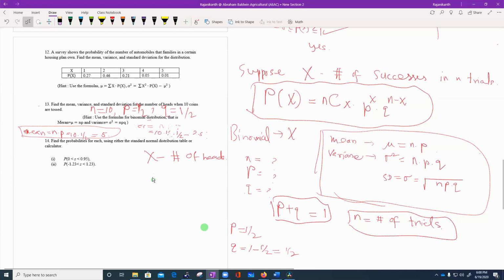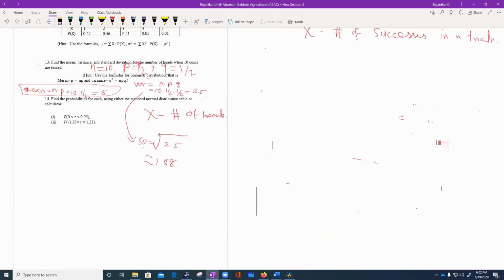So we need one more thing, the standard deviation. How do you find the standard deviation? Simply the square root of your variance answer. The variance answer we got is 2.5. Then find this answer: 1.58. That's it. So now let's move to the last problem.